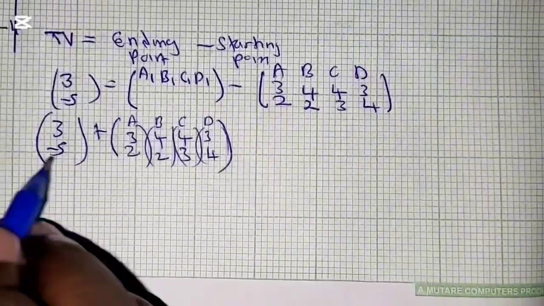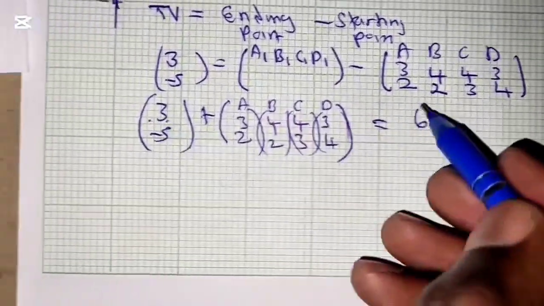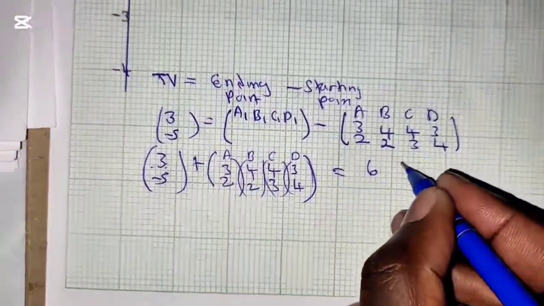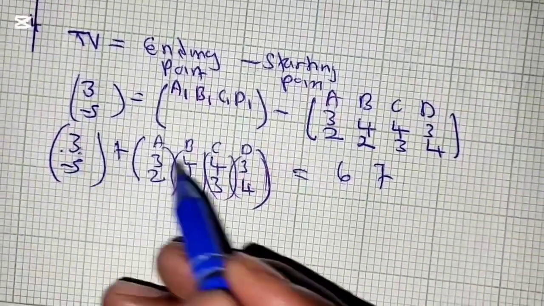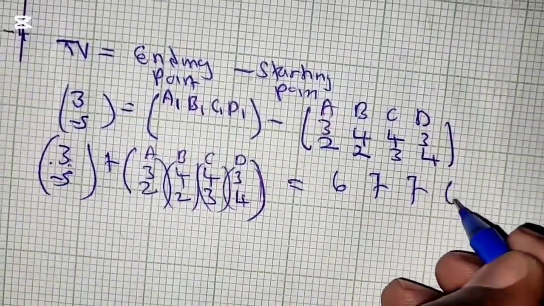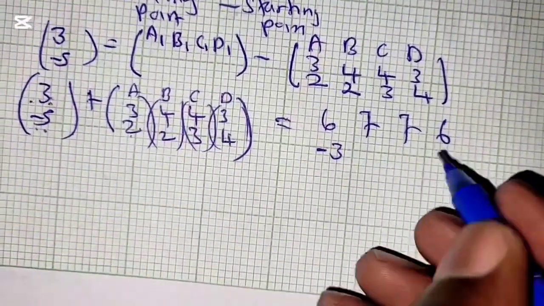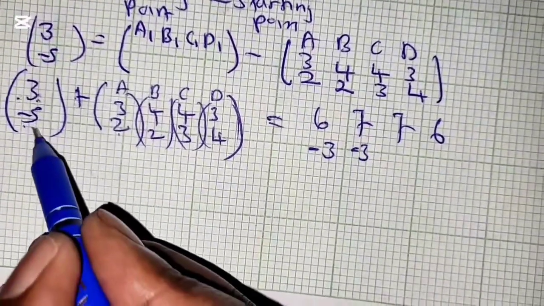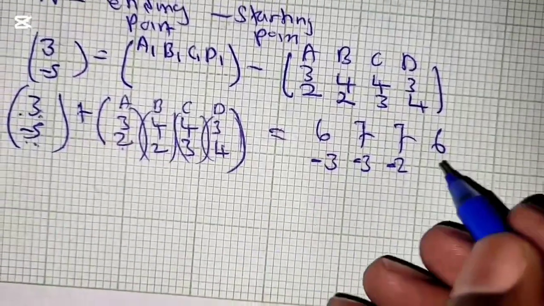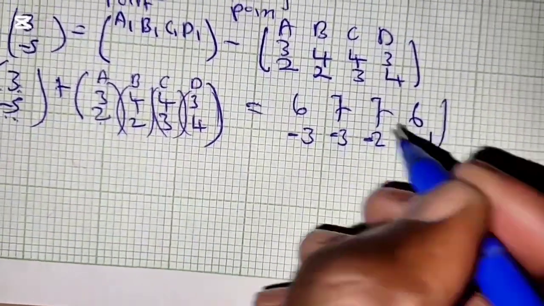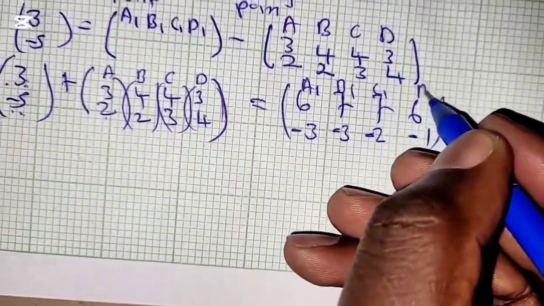Okay, so it's now 3 plus 3. We get what? We get 6. 3 plus 4, that's 7. Okay, then 3 plus 4 again, that's 7. Then 3 plus 3, that's 6. So minus 5 plus 2 is minus 3. Minus 5 plus 2 is minus 3. Minus 5 plus 3, that's minus 2. Then minus 5 plus 4, that's minus what? That's minus 1. So these are the coordinates of quadrilateral A1, B1, C1, D1.